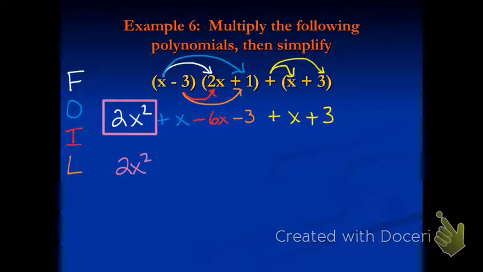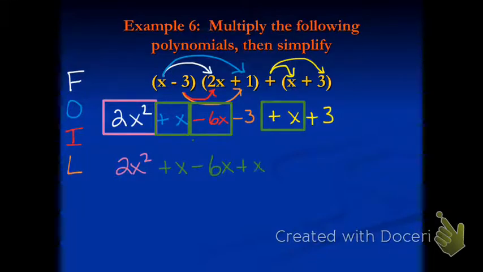Then we're going to look for another set of like terms. We have plus x, minus 6x, and plus x. So I'm going to rewrite them in order. Plus x, minus 6x, plus x. Then I'm going to look and I see that we have a negative 3 and a positive 3, so I'm going to write those in order. And now we have all of our terms neatly written in order.